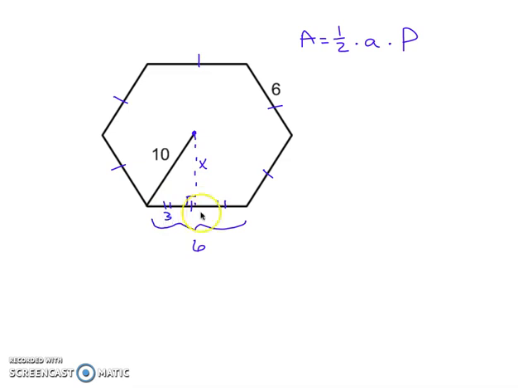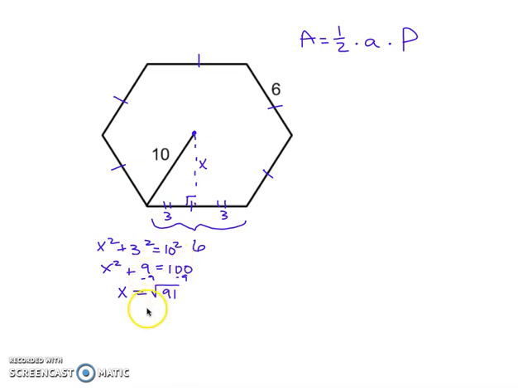So this is 3 and this would be 3. So if I want to solve for my apothem, if you see this right angle here made by my apothem, the radius and half of this piece, I can set up the Pythagorean theorem. That means the apothem is x, so you would put x squared plus 3 squared equals 10 squared. And when we solve for that, we would find that x equals the square root of 91.